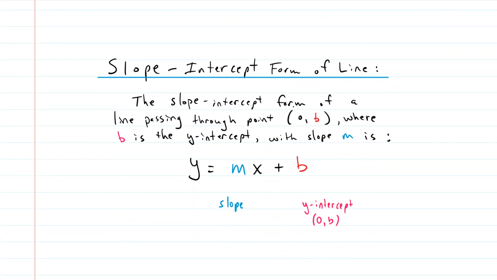Slope-intercept form of a line. The slope-intercept form of a line passing through a point (0, b), which is the y-intercept, and with slope m can be written like this: y equals mx plus b.